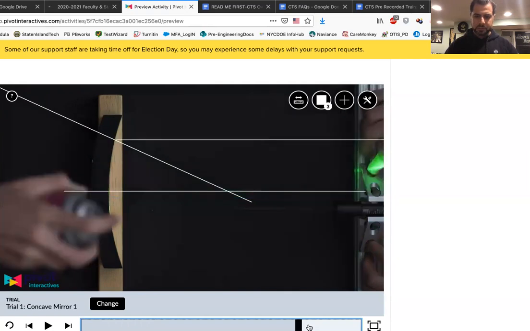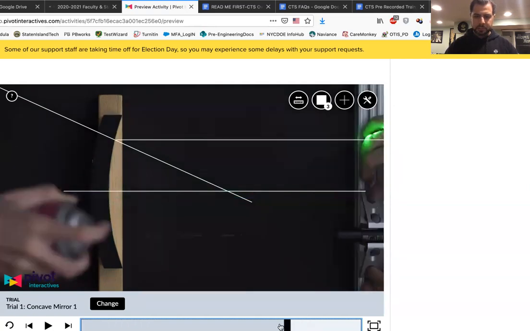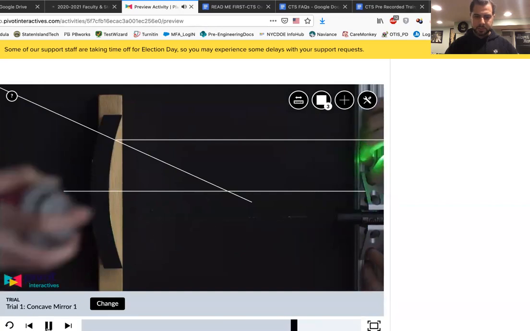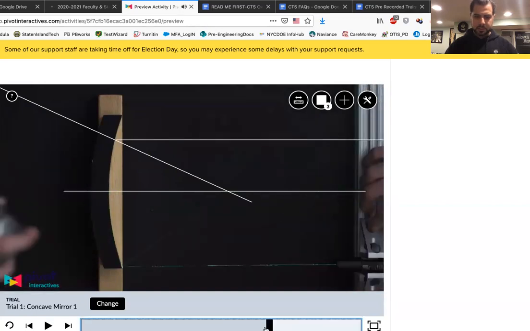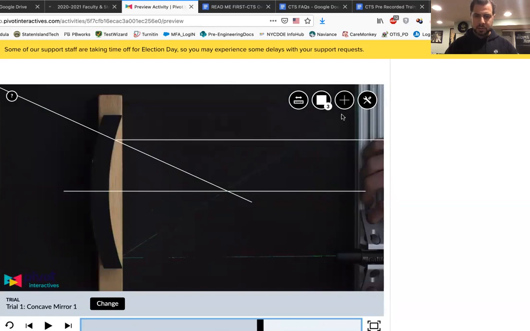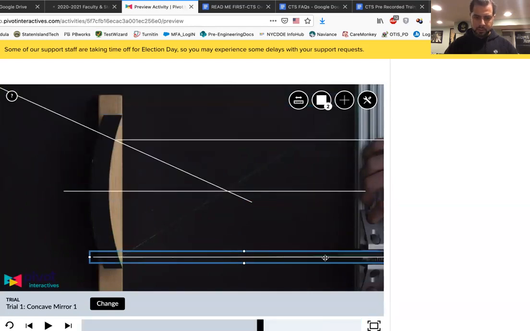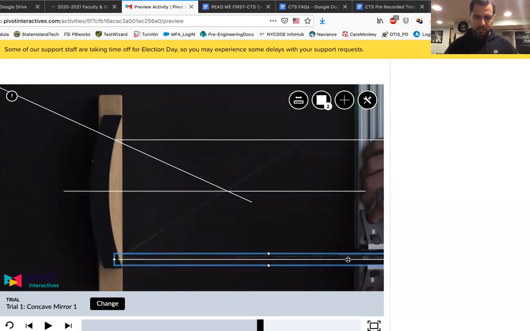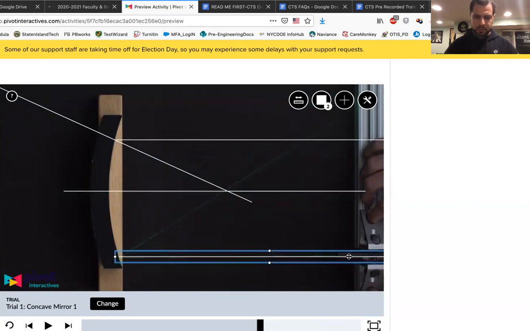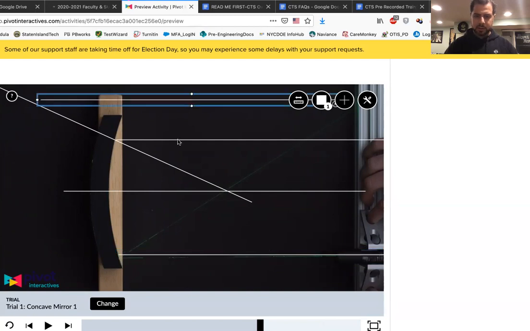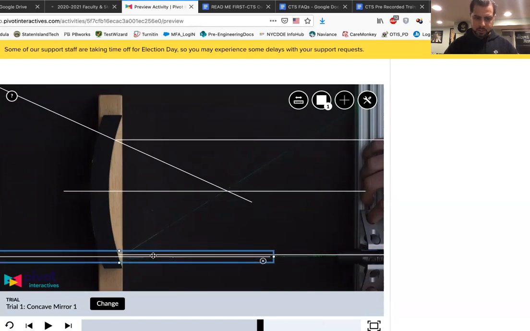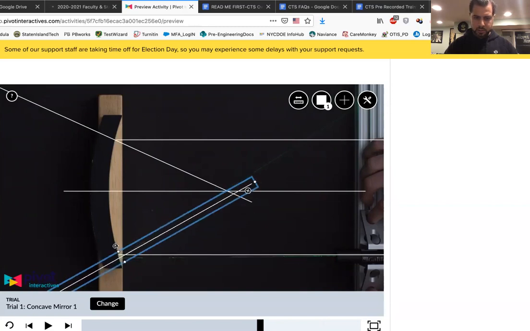And then when we jump to a place below the center of curvature, we'll have the light ray entering, approaching the mirror like this, and then bouncing back like this. And right here where the light rays converge, that is the focal point.